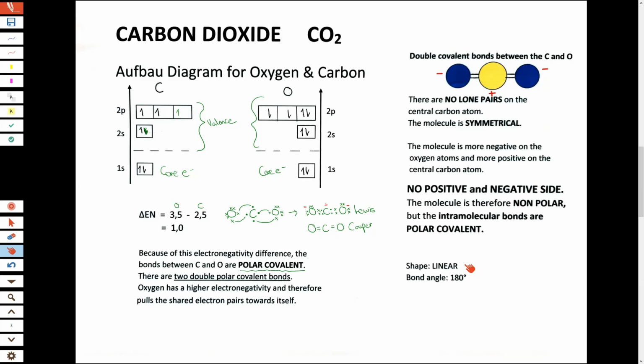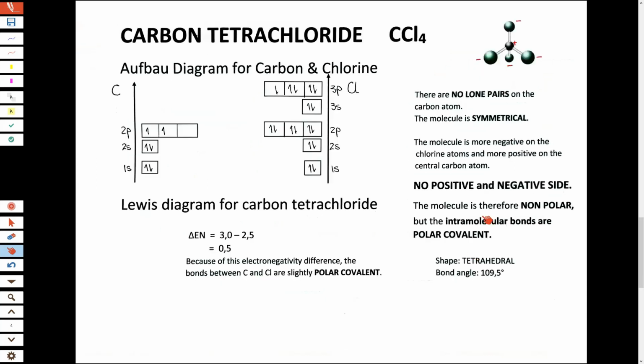The shape is linear, it's in a straight line, and the bond angle is therefore 180 degrees. All linear molecules have a bond angle of 180 degrees. The last molecule I'm going to look at is carbon tetrachloride.